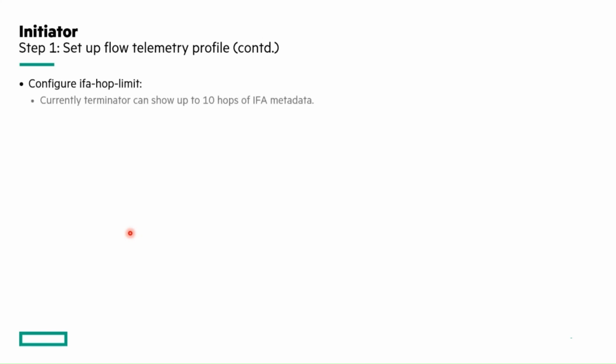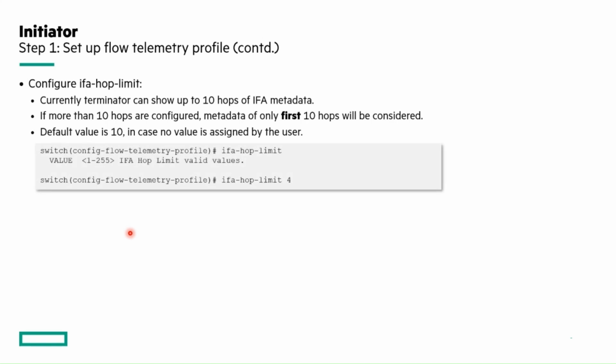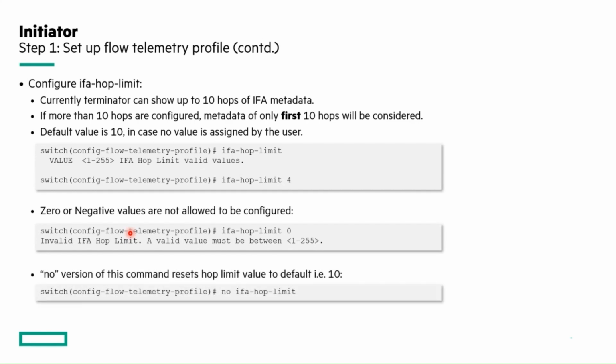Further, we have IFA hop limit. The current terminator can show up to 10 hops of IFA metadata. So if more than 10 hops are configured, metadata of the first 10 hops will be considered and shown in your final metrics. The default value is 10 for this IFA hop limit in case no user value is assigned. Zero and negative values are not allowed to be configured as hop limit. The no version of this command resets the hop limit value to default, which is 10.